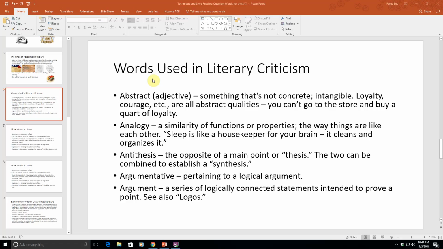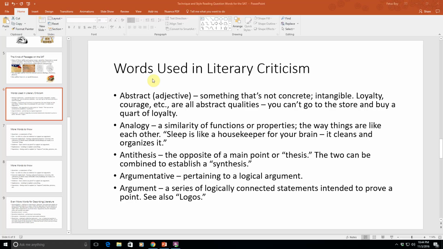You may also see some of this on the SAT. You may need to use the term antithesis on the SAT to describe an idea that's opposed to something that's mentioned in the literature, the little passage which you have to evaluate for the essay.